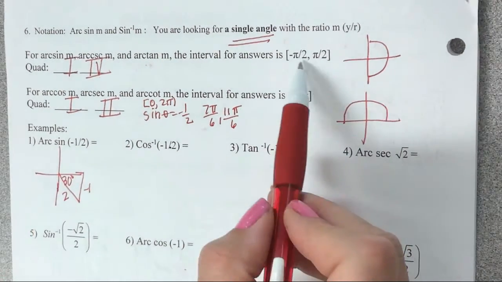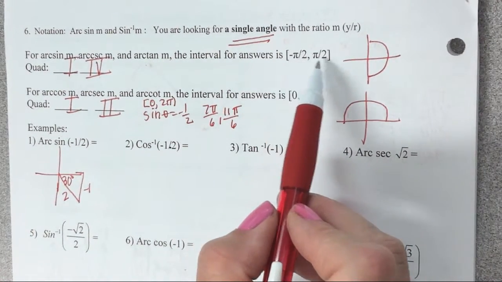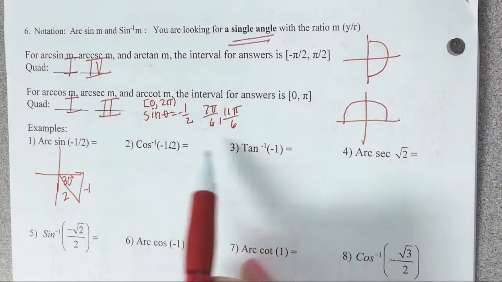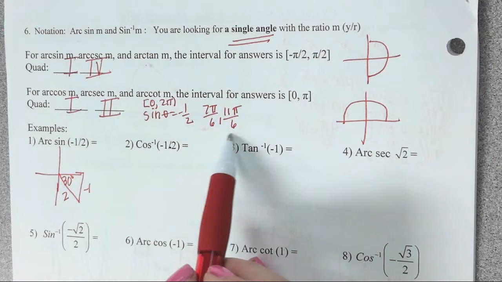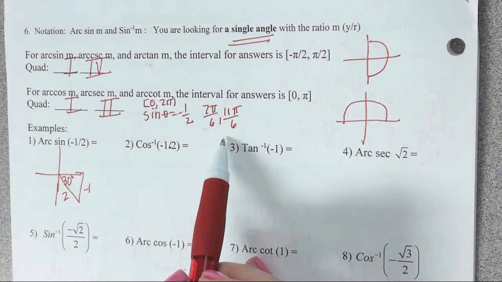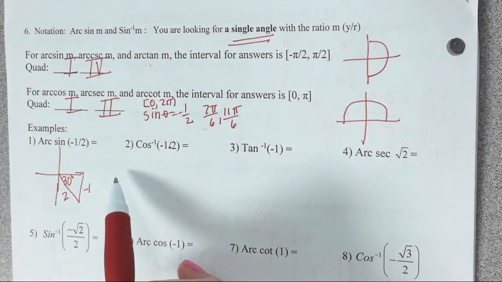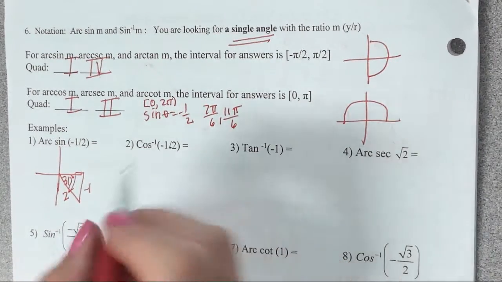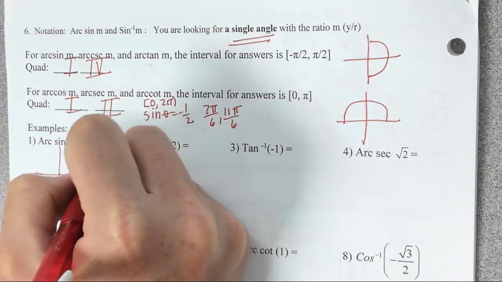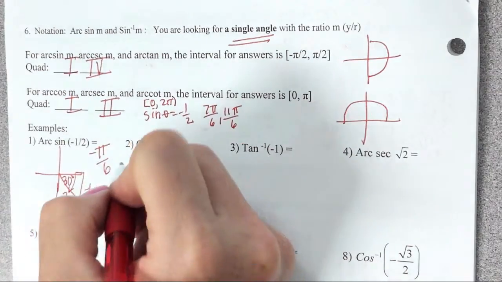Arc sine, our answer, must be in between -pi over 2 and pi over 2. These answers are not in between -pi over 2 and pi over 2. So what am I going to call this then, going this way? -pi over 6, very good, -pi over 6. That's going to be the answer for this.